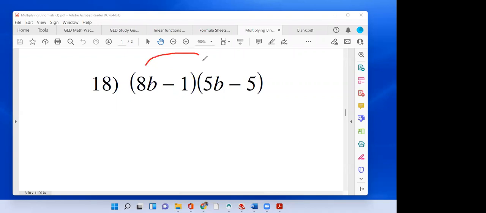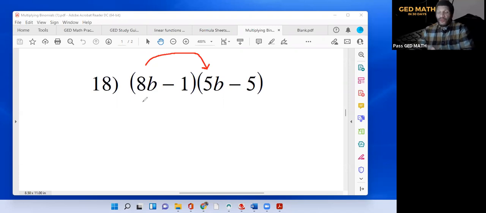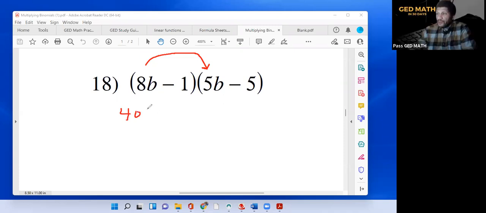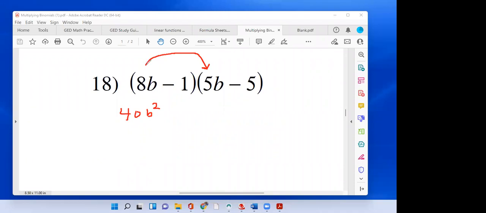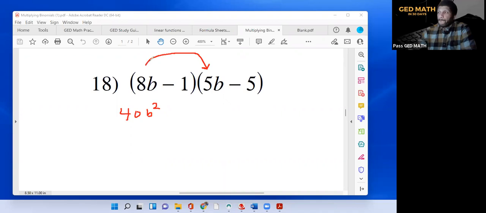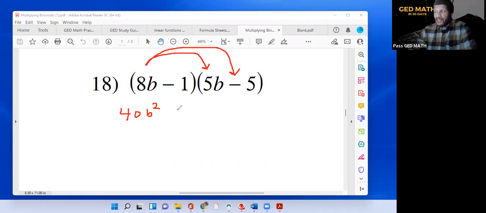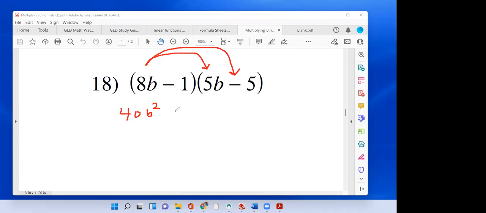8B and 5B. What is 8 times 5? 40B squared. 40. What's B times B? B squared. So 8B times 5B is 40B squared. Okay. Now, what am I going to multiply next? Negative 5. 8B times negative 5. What is 8 times negative 5? Negative 40B. And bring that B along with you.